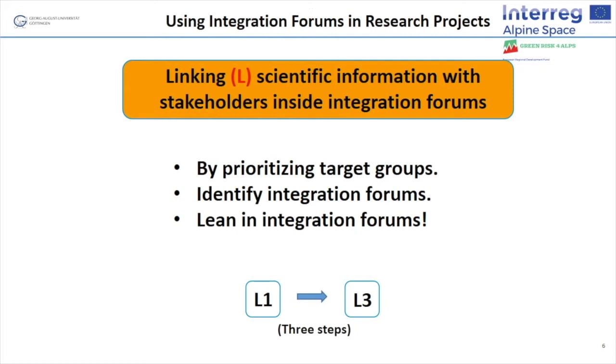Firstly, a coordination process between the interdisciplinary research consortium is needed to select promising actors and to select the relevant research results for these actors. Secondly, we should identify and classify the different types of integration forums in a specific field of work, like natural hazard risk management. Thirdly, we have to lean in appropriate integration forums by trying to seek access to the forum through key actors or through participating actors.